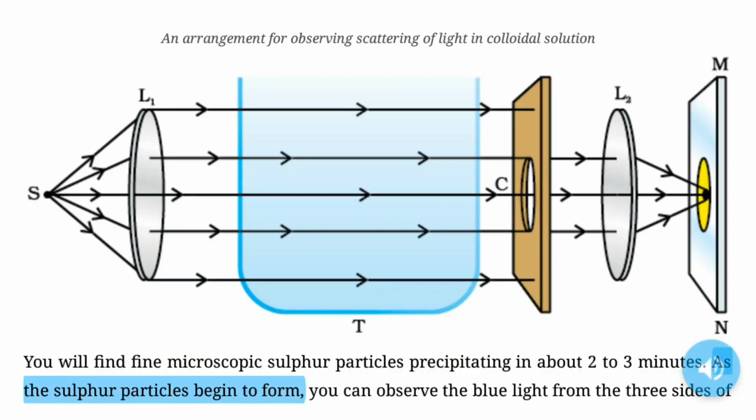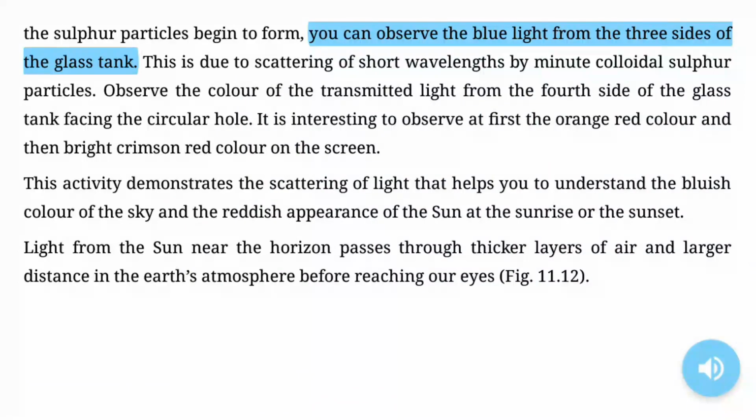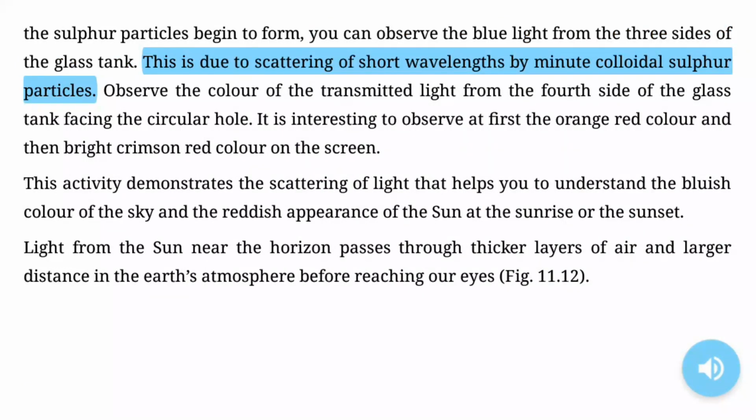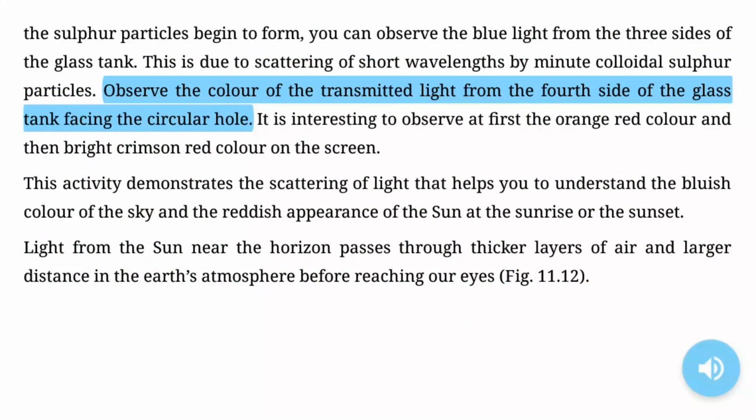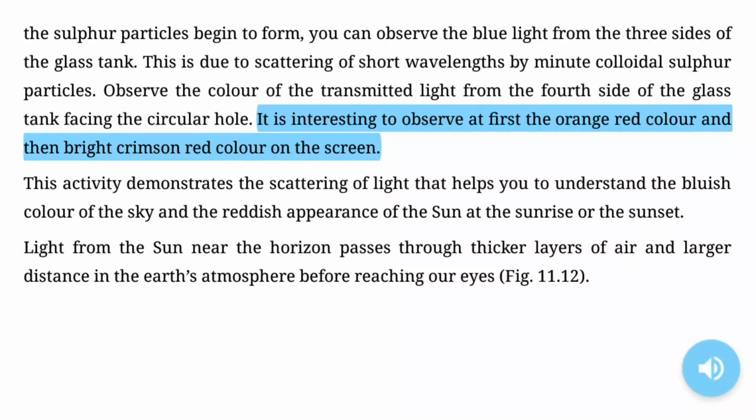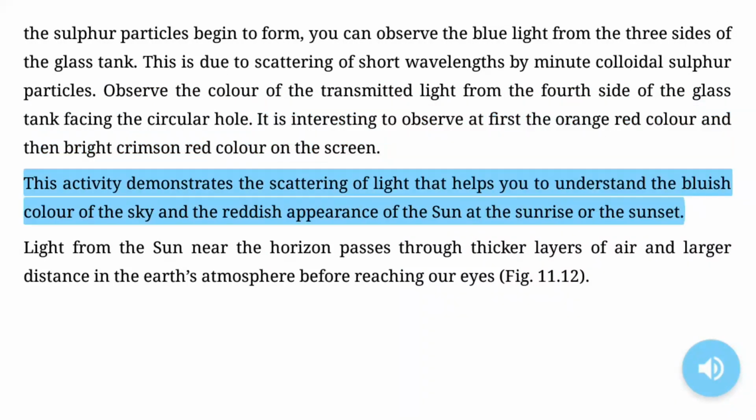As the sulfur particles begin to form, you can observe the blue light from the three sides of the glass tank. This is due to scattering of short wavelengths by minute colloidal sulfur particles. Observe the color of the transmitted light from the fourth side of the glass tank facing the circular hole. It is interesting to observe at first the orange-red color and then bright crimson-red color on the screen. This activity demonstrates the scattering of light that helps you to understand the bluish color of the sky and the reddish appearance of the sun at the sunrise or the sunset.